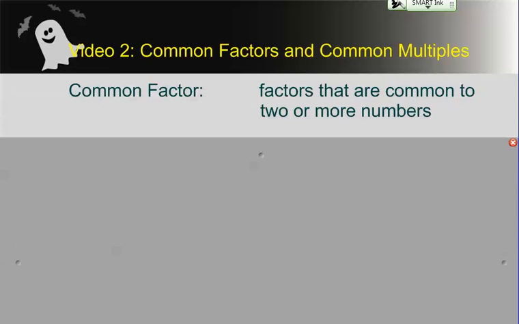Okay, today is video 2, and we're talking about common factors and common multiples. So our first vocabulary word is a common factor, and it's exactly what it says. It's factors that are common to two or more numbers. So remember, a factor are their rectangles. So it's the number of rectangles that are common to two or more numbers.